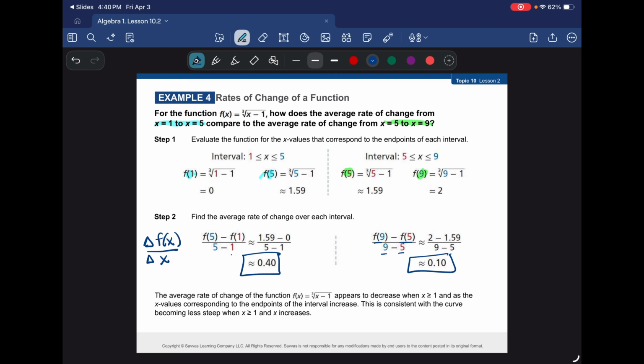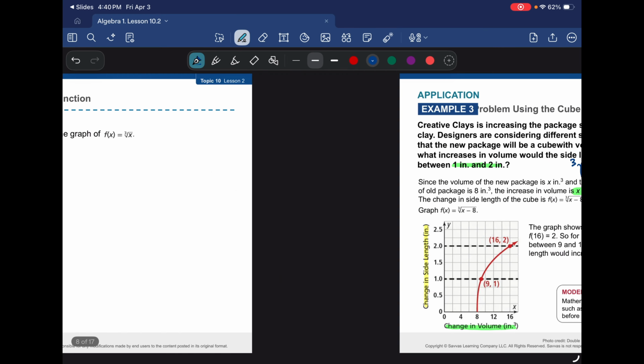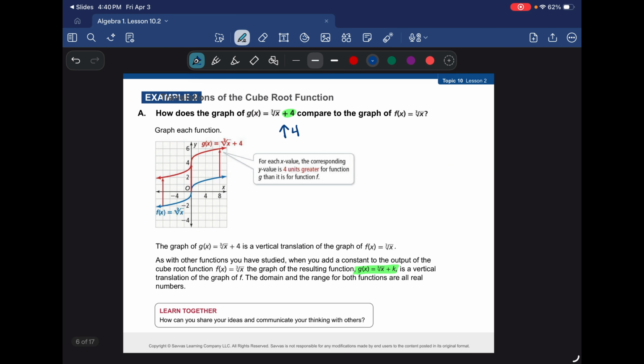If we compare those 2 numbers, we can see that the average rate of change is decreasing. Does that make sense for our graph? I'm going to flip back to the parent function.